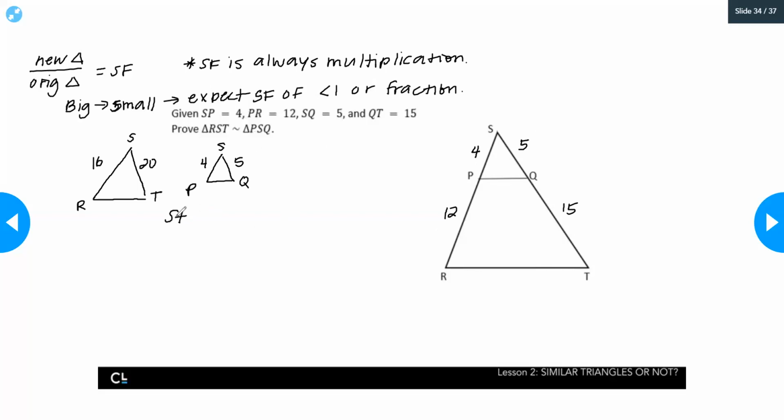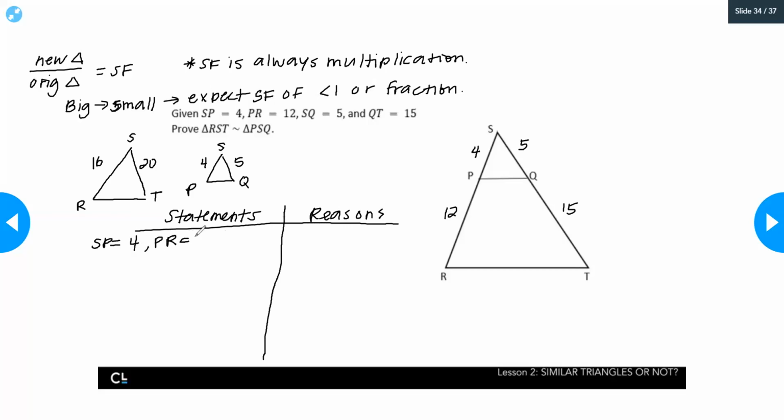So our statements, and then we have reasons. Again, always starting with our givens. So we have the given of SP is equal to 4. We have that PR is equal to 12. That SQ was equal to 5. And QT is equal to 15. These are givens.